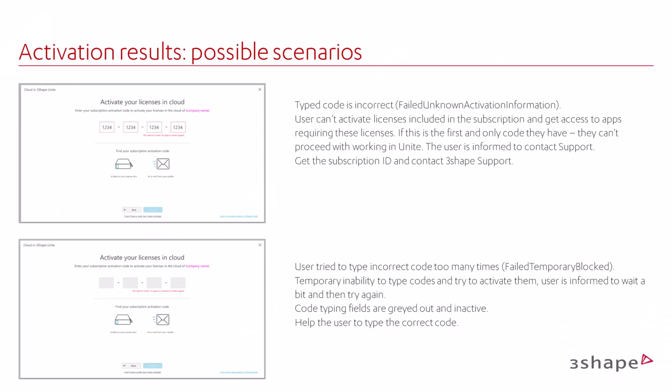The activation code entered is incorrect, preventing the user from activating the licenses and proceeding with work in Unite. The user is advised to retry, and if the issue persists, they are instructed to contact support. They should provide the subscription ID when contacting 3Shape support. The second picture illustrates when a user attempts to enter the incorrect code multiple times. In this scenario, the user is instructed to wait and try again. If the issue persists and the user contacts support, assistance should be provided to enter the correct code. If the code is missing, the user should contact 3Shape support for further assistance.